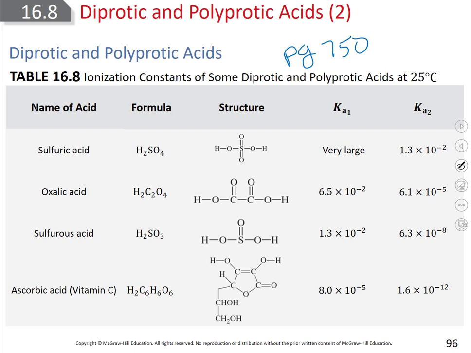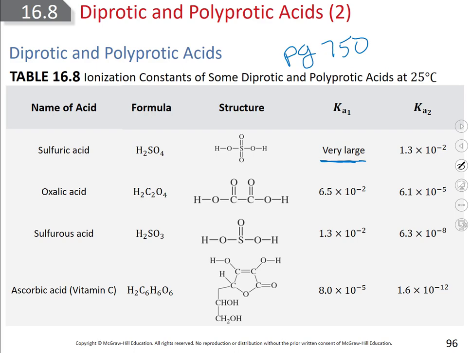They go 100%. But as we learned in chapter 4, only the first ionization, or the first hydrogen coming off of sulfuric acid, happens completely. So that's why we write Ka very large. In other words, you don't need an ice table. You can just assume 100% to the right, 100% to the products. But the product does not go all the way to sulfate. It just goes to hydrogen sulfate.